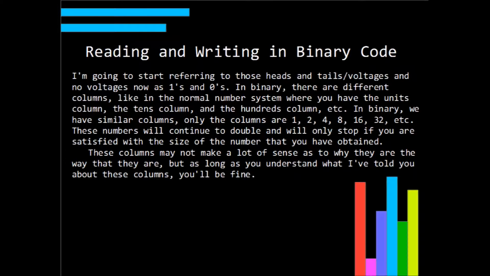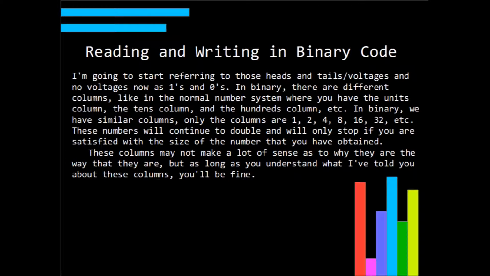So in binary, there are different columns, like in a normal number system, where you have the units column, the tens column, and the hundreds column. Like in the units column you have 1, 2, 3, 4, 5, 6, 7. In the tens column you have 10, 20, 30, 40, etc. In binary, we have quite similar columns, only instead of the tens column and the hundreds column, we have the ones column, the twos column, the fours column, the eights column, the 16s column, the 32s column, etc. This goes on ages. It keeps doubling, as you might have noticed.